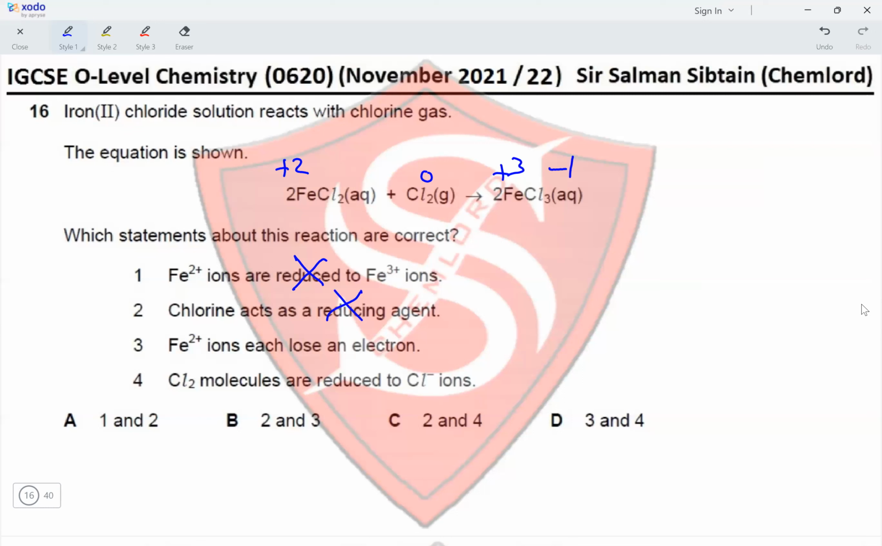Fe2 plus ions each lose an electron. Yes, 2 positive ions are converted into 3 positive ions by losing one electron each. And Cl2 molecules are reduced to Cl negative ions. Yes, they go from a charge of 0 to a charge of -1, which means they are reduced. So, since statements 3 and 4 are correct, option D is the correct option for this question.